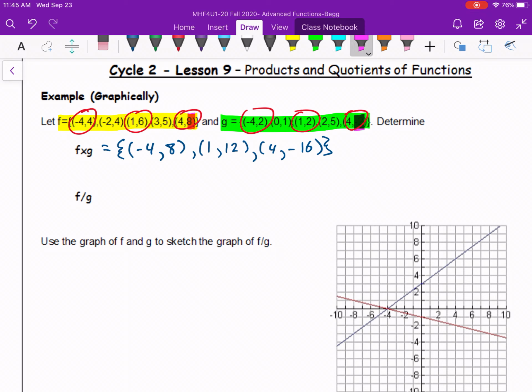Dividing, again, not commutative, order matters. So I'm dividing f by g in this case, keeping the x's the same. So 4 divided by 2 is 2. 6 divided by 2 is 3. 8 divided by -2 is -4.